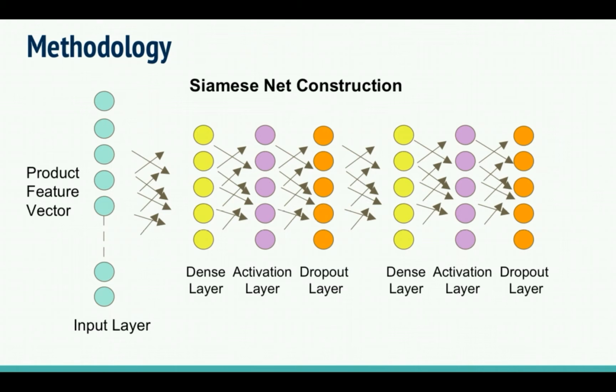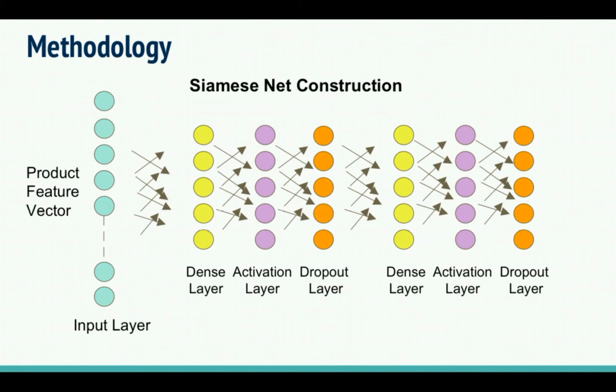So the first layer in the Siamese network is the input layer. The number of units in this layer is 600, corresponding with the dimension of the product feature vector. This layer passes the input into a dense layer comprising 256 units.